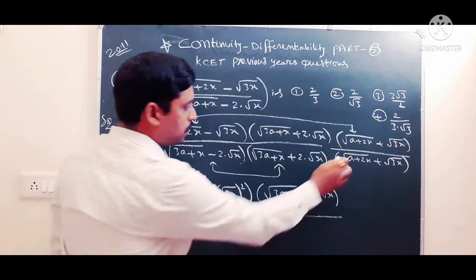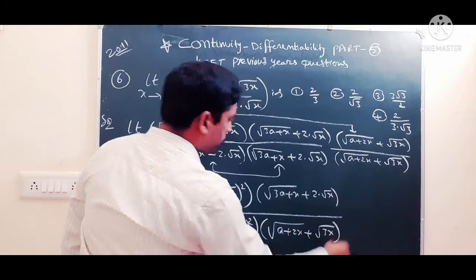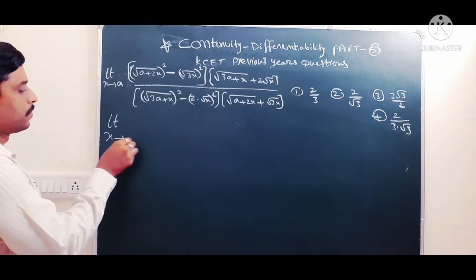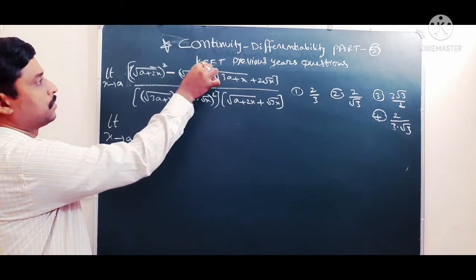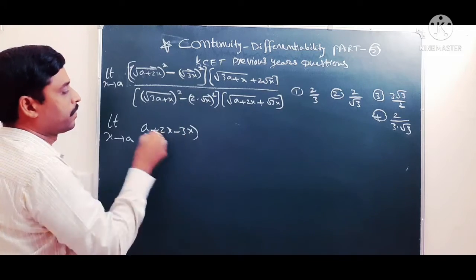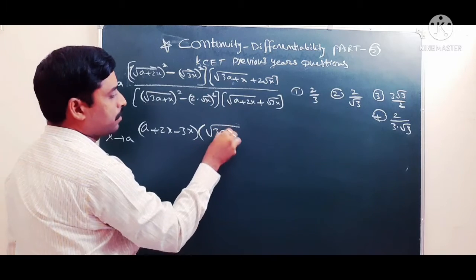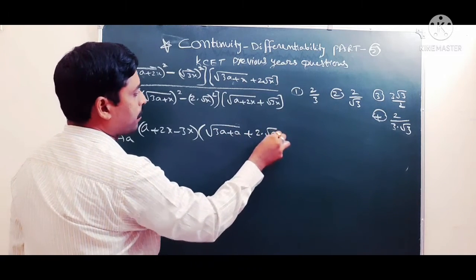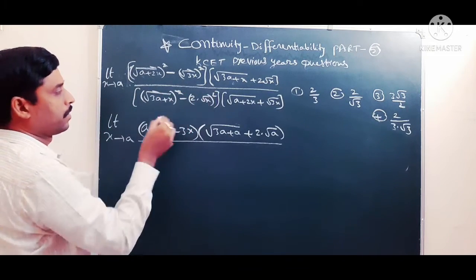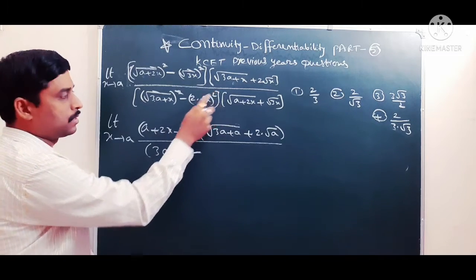What is the next factor? Root a plus 2x plus root 3x. Limit x tends to a. So the root squares get cancelled. This value will be a plus 2x minus 3x into, put x as a, then this value, root 3a plus 2 into root a. This whole divided by, the root square cancels, this is 3a plus x minus 2 root x whole square, which is nothing but 4x.